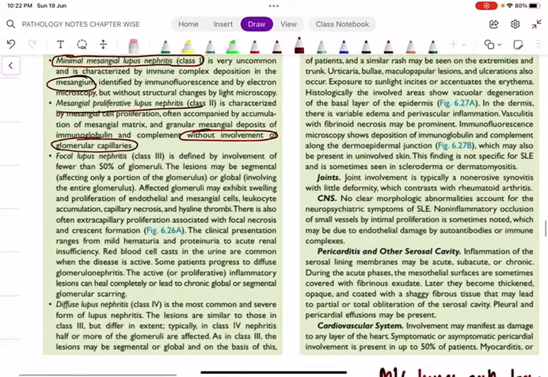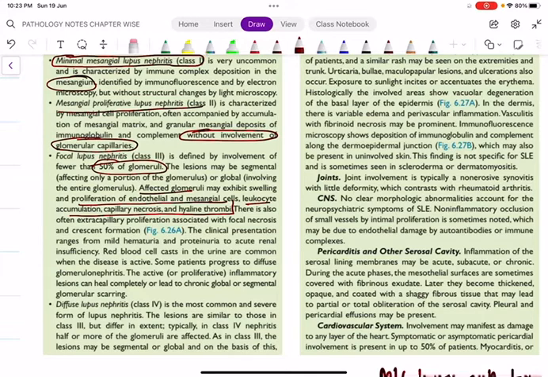Then coming into focal lupus nephritis. Focal, okay, focus. What is the focus here? Glomerulus. That means around 50% of the glomeruli will be involved. Sometimes even the whole glomerulus may be involved. In the affected glomeruli, there will be endothelial and mesangial cell proliferation, leukocyte accumulation, capillary necrosis and hyaline thrombus.